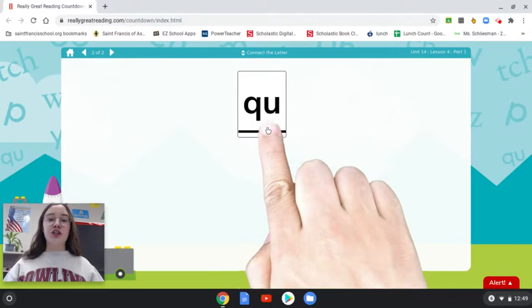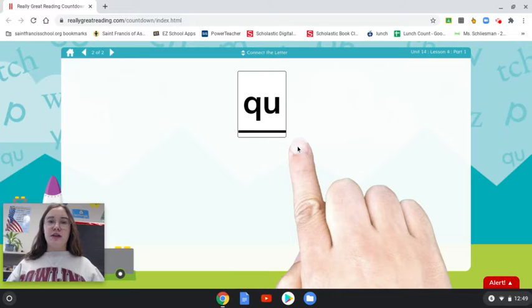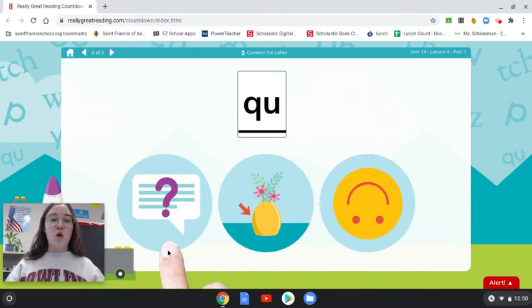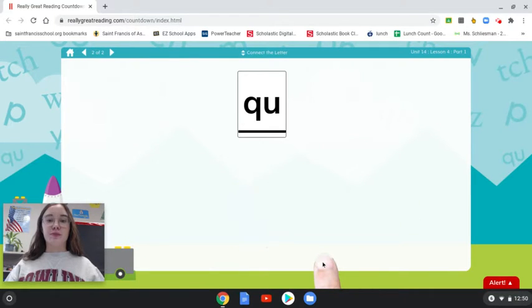These are the letters Q, U. Remember, they work together to make a sound. What sound do these letters spell? Qu. Good. The letters Q, U, say qu. Question, vase, upside down. Which one begins with qu? Question begins with qu, so it starts with the letters Q, U.